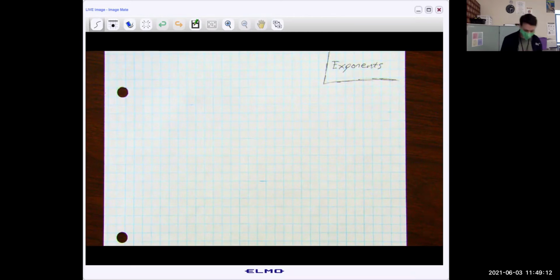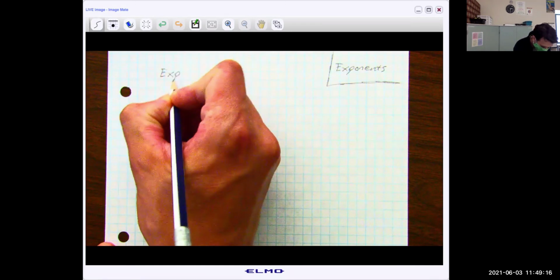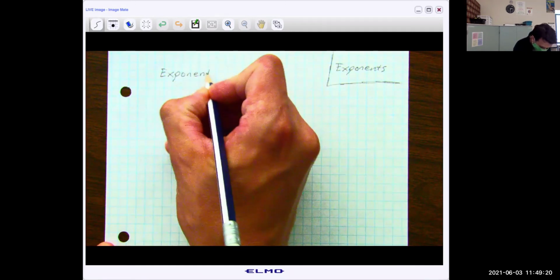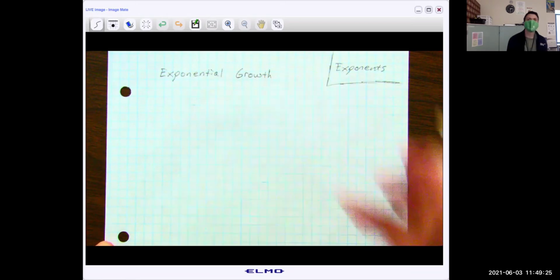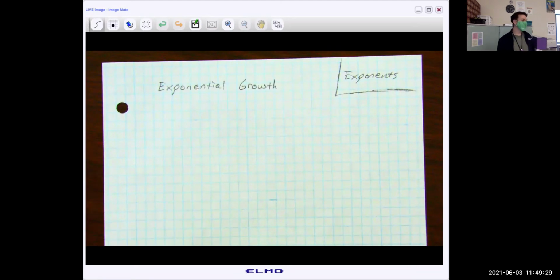And one of the kinds of graphs is what we call exponential growth. So the title here is Exponential Growth. And your purpose today is to be able to figure out what exponential growth is, where you see it in real life, and how does it work.